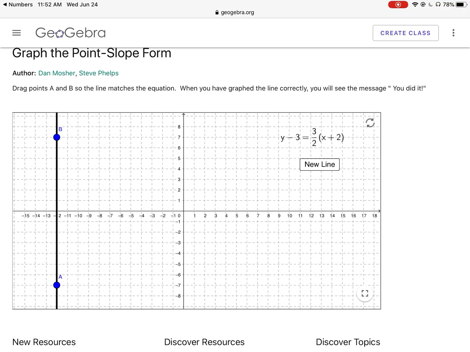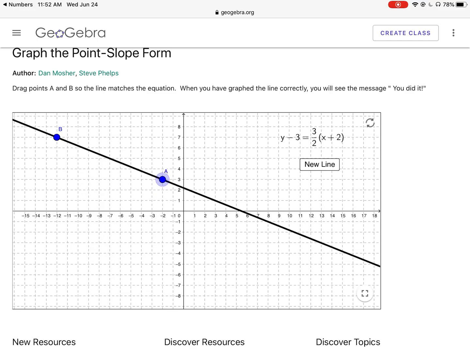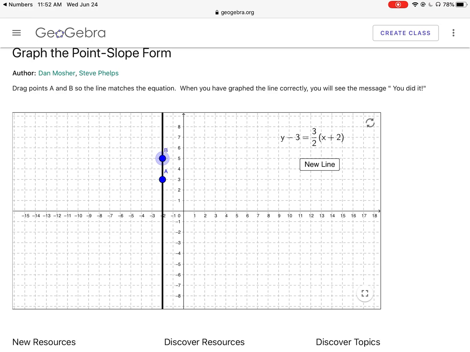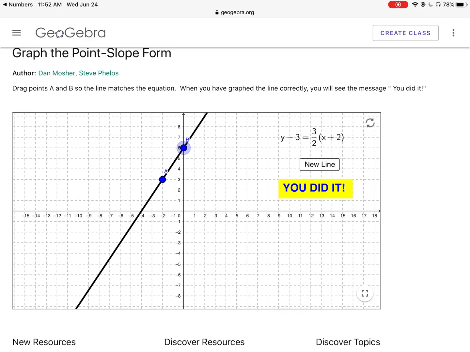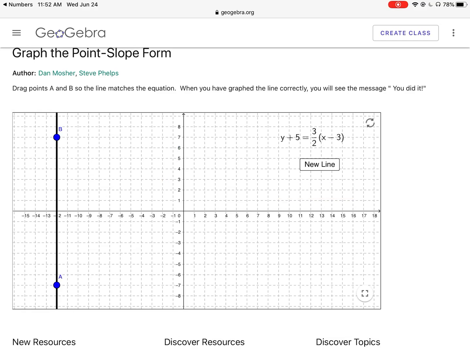So first thing I'll do is identify that the point -2, +3 is on this line, okay? Let's move point A to -2, +3. And then use the slope of 3/2 to relocate the point B. So from point A, if I go up 3 and right 2, I can place point B and notice I get this message that I've done it correctly, okay? So from here, I'll generate a new line, and I continually practice this till I have the concept down. That's what I'd like you to do.